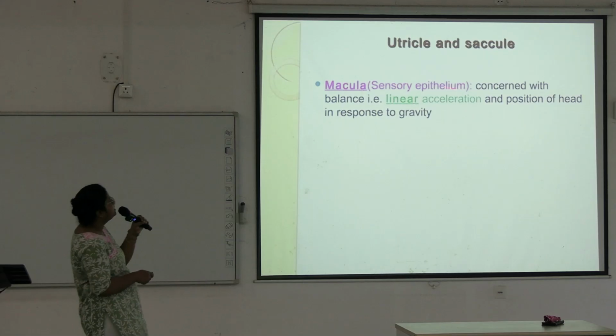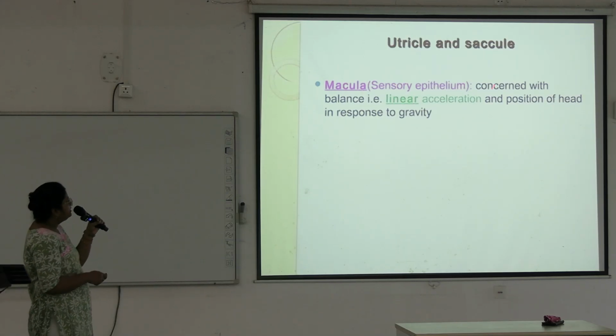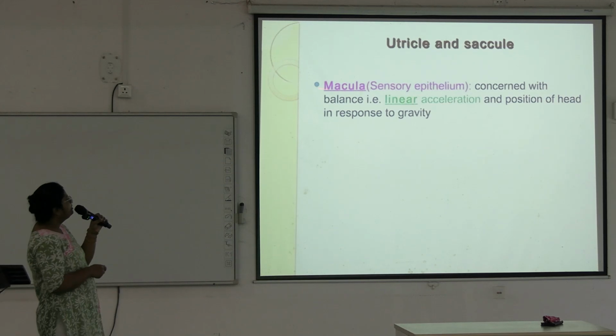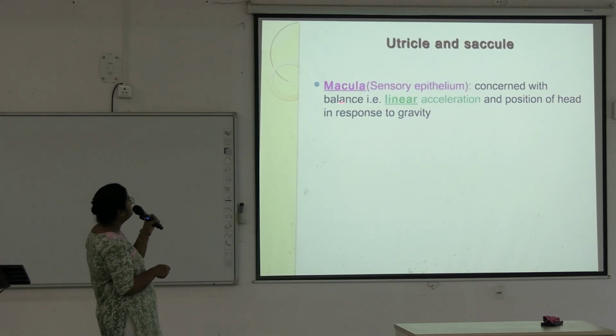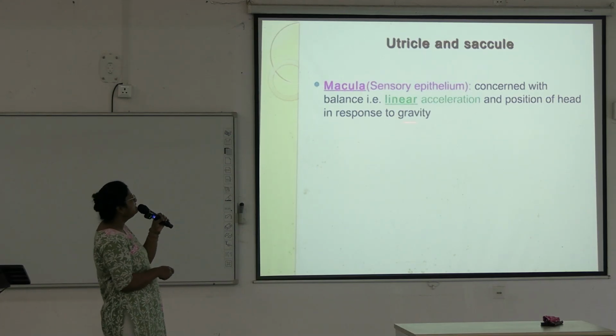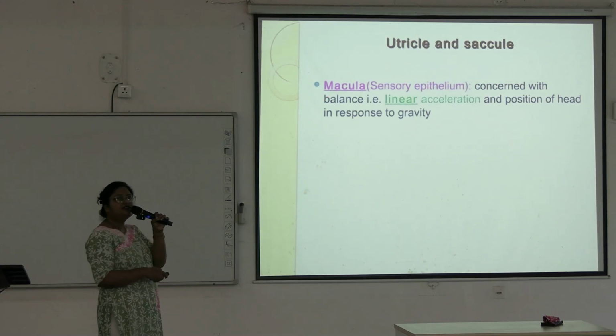Next we are going to the utricle and saccule. There is one sensory organ in the utricle and saccule known as macula. Macula is the sensory epithelium concerned with balance. That is, it helps in sensing the linear acceleration and position of the head in response to gravity.